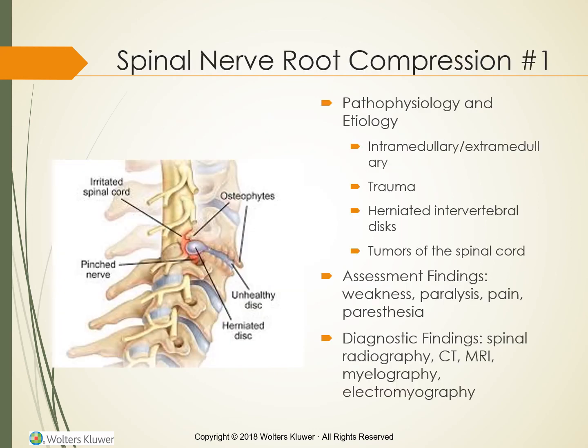Okay, so let's talk about spinal nerve root compression. There are two basic types of spinal nerve root compression. We have the intramedullary lesions that will involve the spinal cord and extramedullary lesions that will involve the tissues surrounding the spinal cord. The most common site of nerve root compression is at the level of the 3 lower lumbar discs. However, nerve root compression can also occur in the cervical spine.